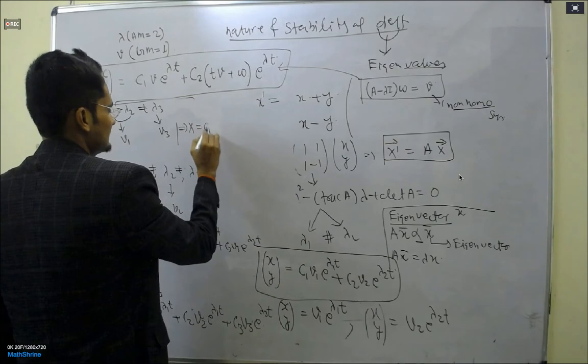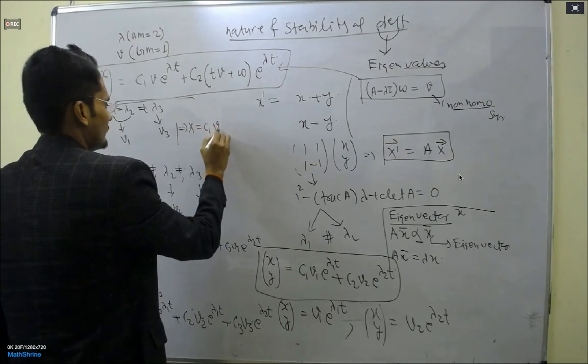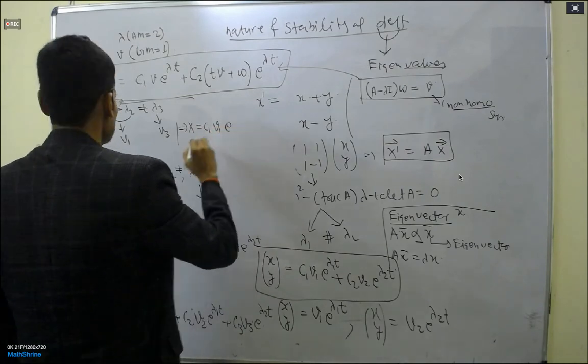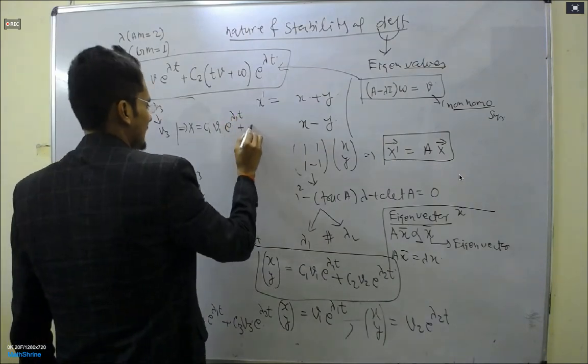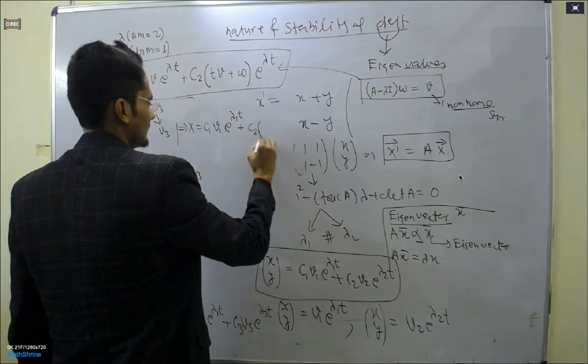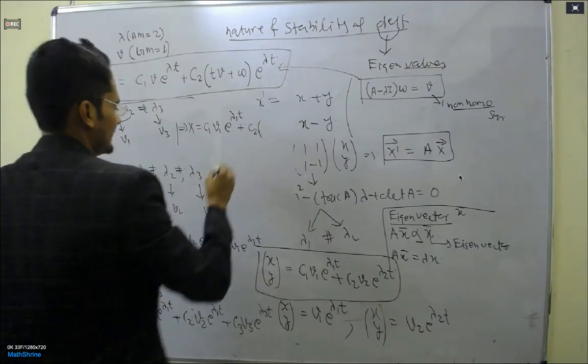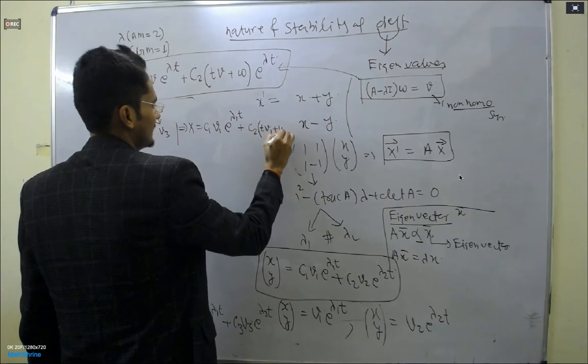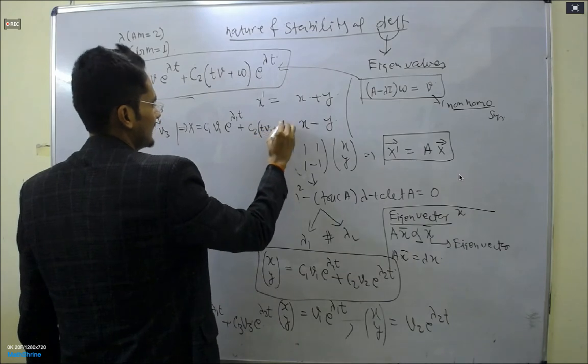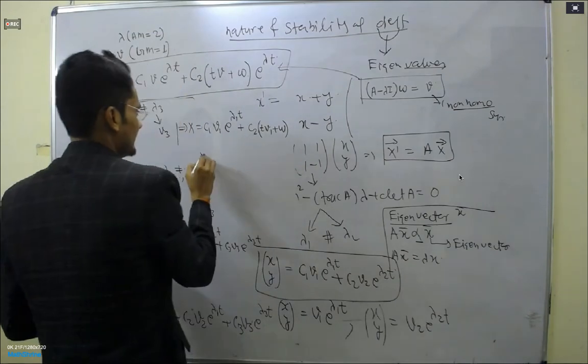Where w, what is w? (A minus lambda 1 I) into w is equal to v1. V1 is given. You can solve this equation and you will get it. In linear algebra, if some people are not aware, you will become aware of this very easily.